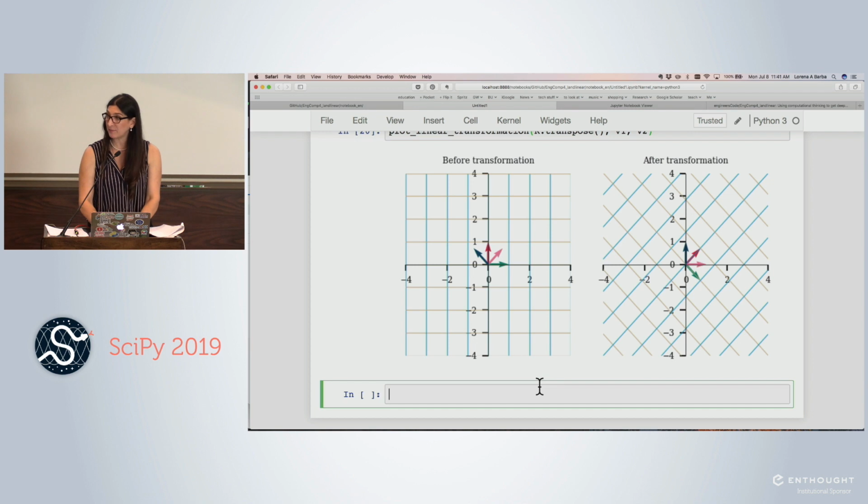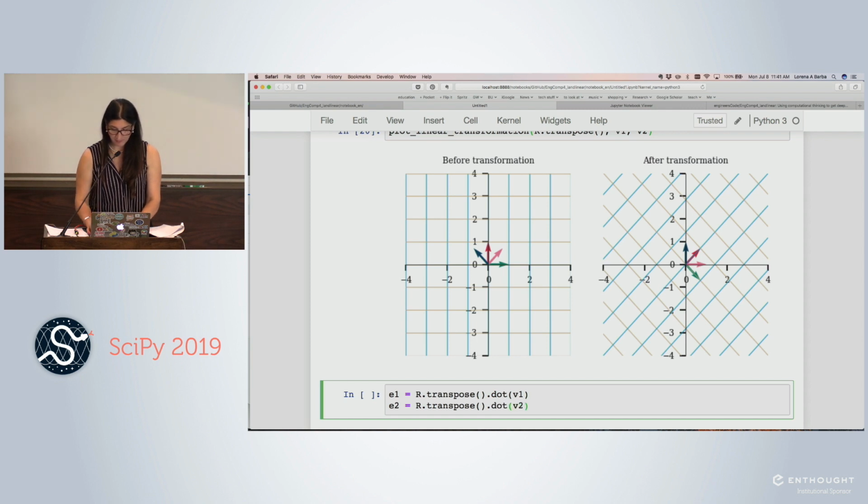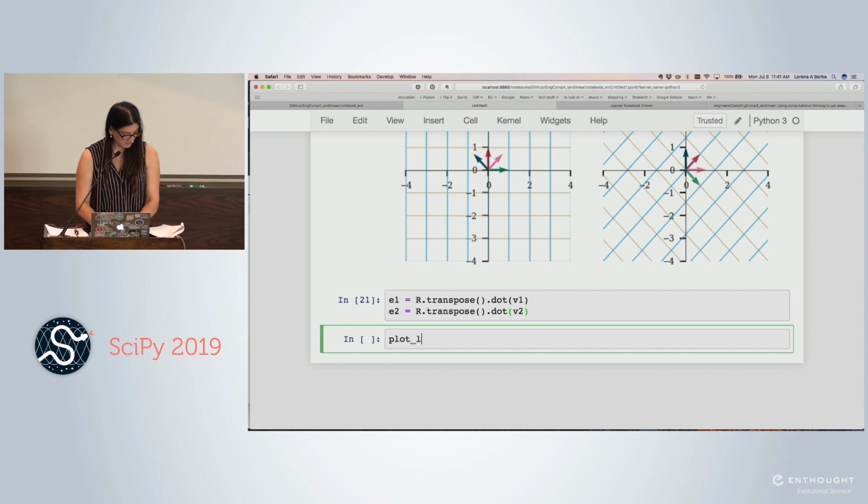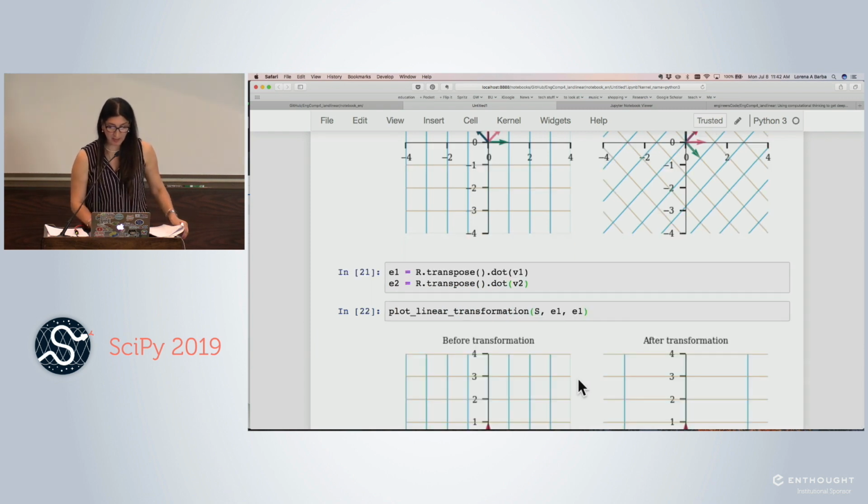So I'm going to need two intermediate vectors. I'm going to call them E1 and E2. E1 is going to be just applying the R transpose, so the rotation by minus 45 degrees. I'm going to apply that operation to V1. All right, so I'm applying the transpose of R by matrix-vector multiplication to V1 to transform it, and E2 is going to be R transpose, that's the matrix I'm going to apply by matrix-vector multiplication to V2. And now I'm going to plot the linear transformation, the next one that I need to do, which is the scaling, with the additional visualization of E1 and E2 to help me visualize what's going on.